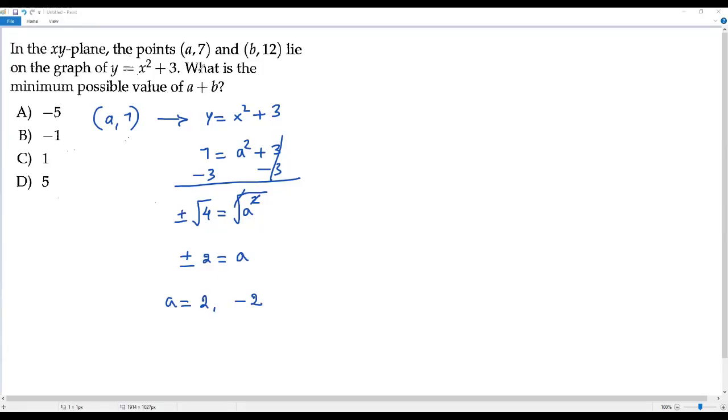Now let's solve for b. For that, we have to plug in the second point into the function. Let me write it. There is (b, 12). The function is y equals x squared plus 3. Now what I have to do is plug in b for x and the y coordinate 12 for y, as I did over here. Then I'm getting 12 equals b squared plus 3. Now let me subtract 3 from both sides. Then positive 3 and negative 3 will cancel out. 12 minus 3 is just 9.